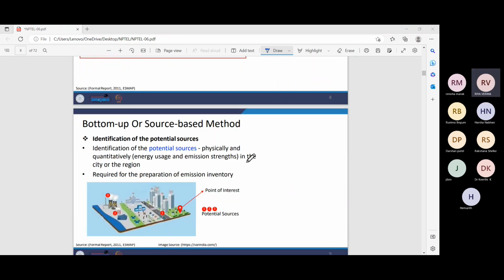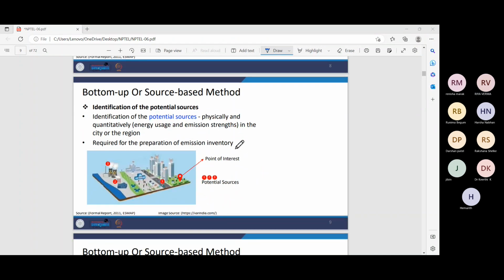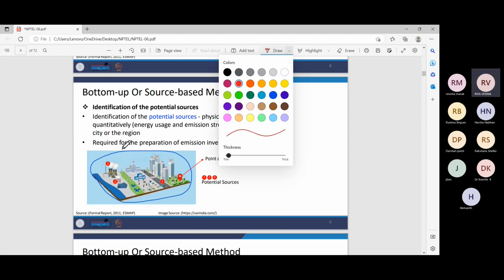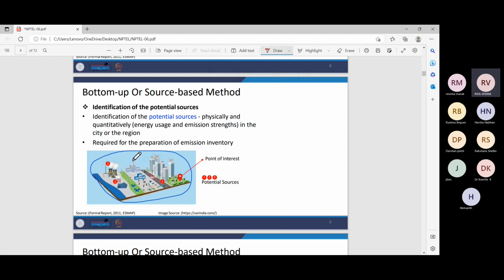Okay. So we'll be defining these terms in a bit more detail. First is your identification of your potential sources. Basically, for our source apportionment study, we consider a specific area. For example, we have taken this much area here. Now, what will be the potential sources that are present? Like for example, if there is some road, then definitely there will be some emissions on the road due to these vehicles. So this is a source of pollution.